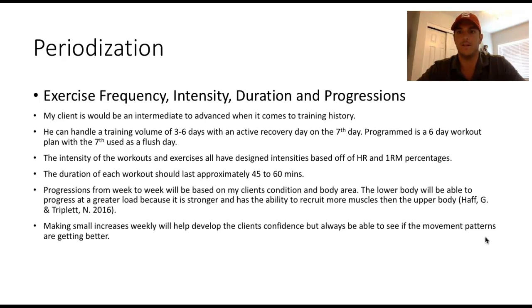periodization cycle program. The intensity of the workouts and exercises have been designed based off of heart rate and 1 rep max percentages. So all the aerobic exercises are going to be based off of his percentage of heart rate. So mostly we're going to be between 75 and 95% of his max heart rate on some of his runs, not his flush run. So this flush active recovery is just very low heart rate, between 40 and 60%. It's very low. It's just get the body moving.